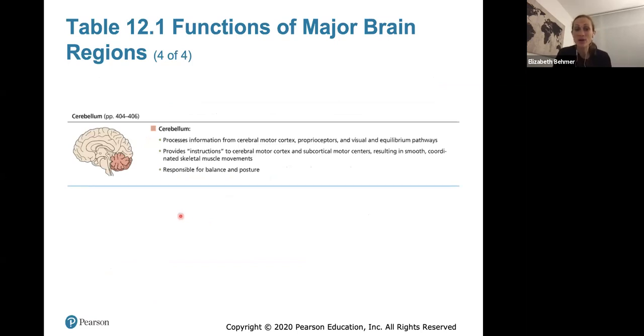The cerebellum processes all of the information from the cerebral motor cortex, visual and equilibrium pathways to help with balance, posture, and equilibrium. So that's your cerebellum.